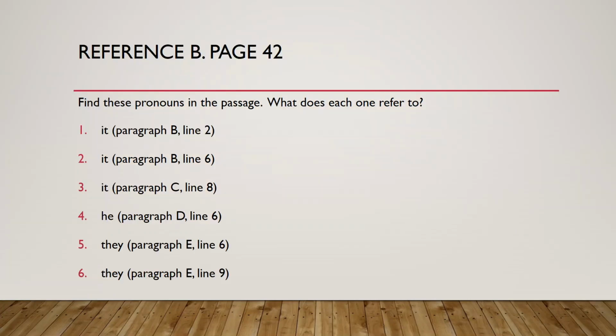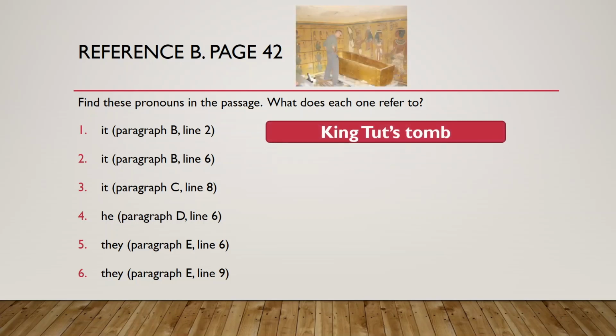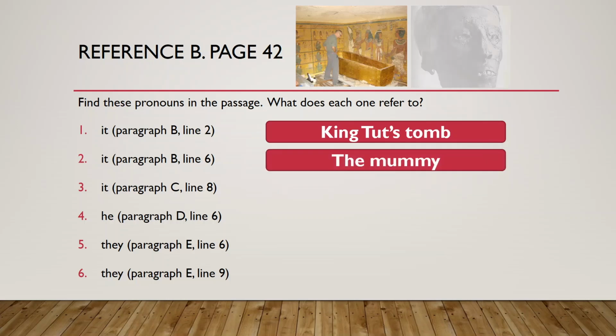Turn to page 42 and the part B at the bottom. So these are pronouns. What does each one refer to? Number 1, it, in paragraph B, line 2, refers to King Tut's tomb. And there it is. Number 2, it, in paragraph B, line 6, refers to the mummy.